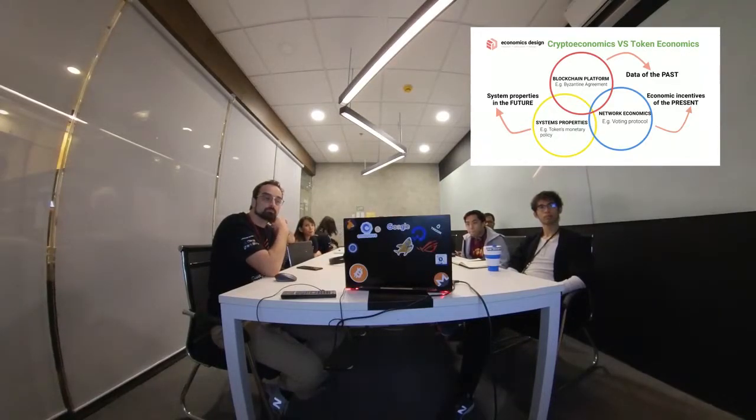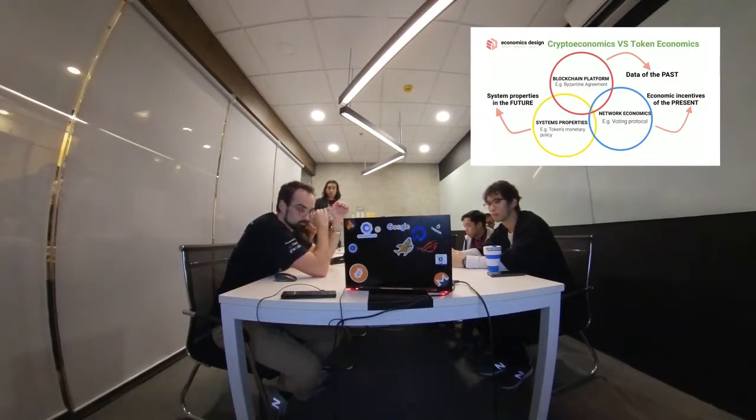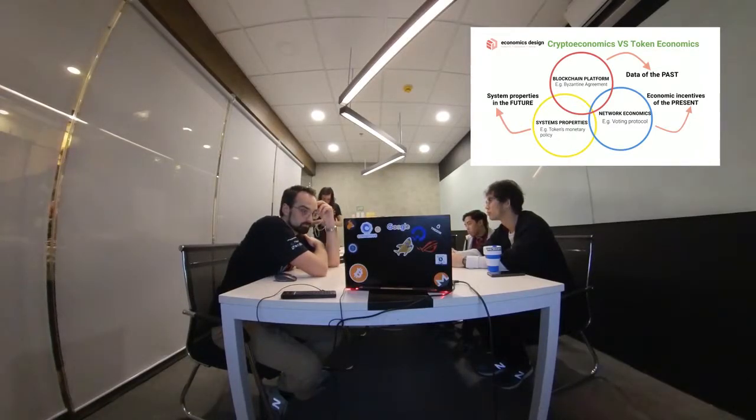So I mentioned that token economics and crypto economics are different. In token economics, one of the circles will disappear. So we're going to have a vote with all of you in the room to see which circle disappears. Do you think it's the red circle? Do you think the blue circle disappears? Raise your hand. And do you think the yellow circle disappears? Raise your hand.